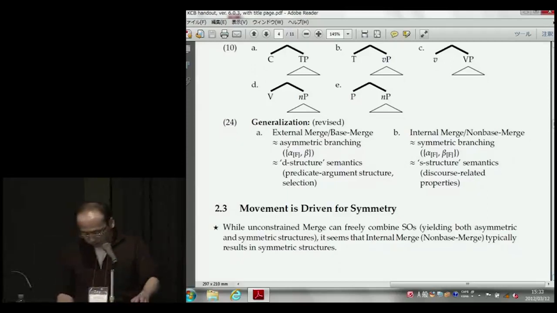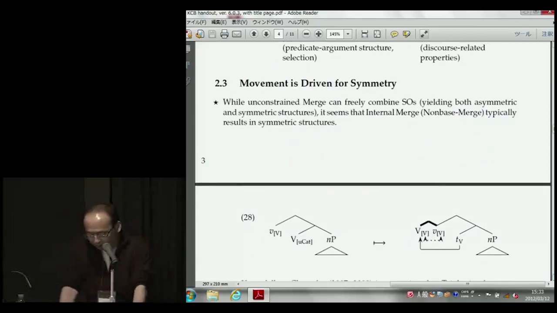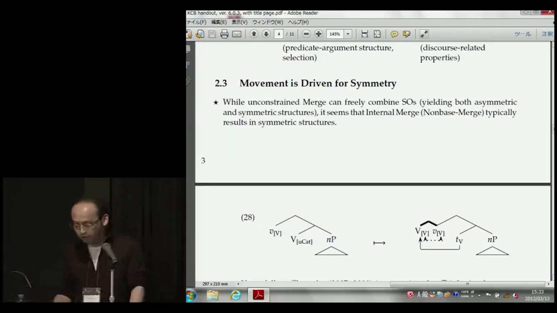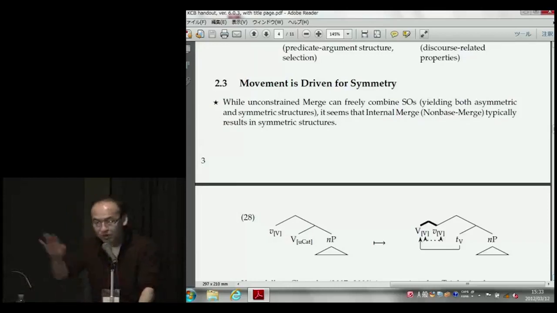Okay, 2.3. Now, while unconstrained merge can freely apply, we are putting random remarks on the nature of merge here and there, without noting that we are claiming that. Because, as you know, there have been lots of current issues regarding the nature of merge, whether it is driven to apply or can it freely apply to any structure and so on and so forth. We are making some remarks scattered throughout the handout.